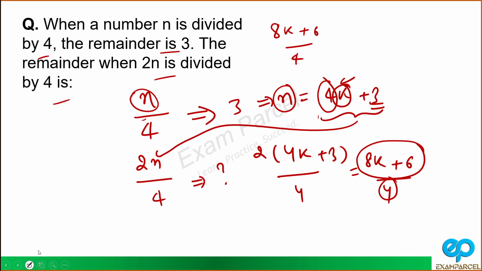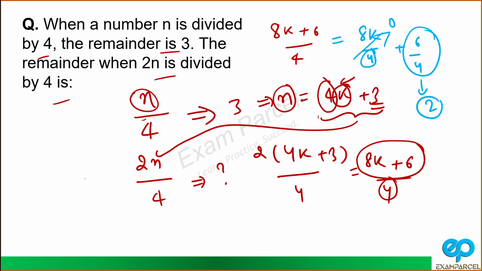Now I can split them further. I can say that 8k by 4 plus 6 by 4. Now 4 divides 8k, right? So from here I am going to get remainder 0. From here, what will be my remainder? If you divide 6 by 4, you are going to get a remainder of 2, right? So your answer is 2.